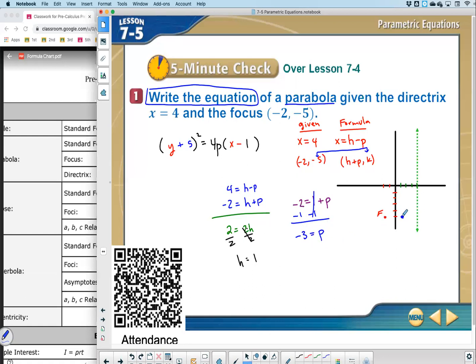That's what I was talking about, that the focus is 3 units away. And the reason it's negative is because this graph would open around our focus this direction where it opens left. So the p is negative, meaning it's opening to the left. 3 either way. That's visually what that meant. The formula wants 4p. So what would be 4 times that negative 3? What would that equal? Negative 12. And that would be the answer to number 1.